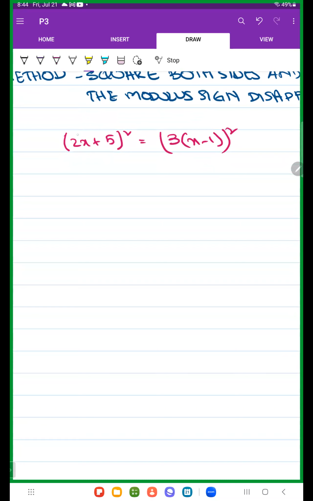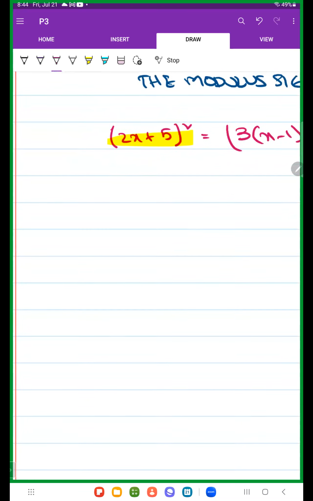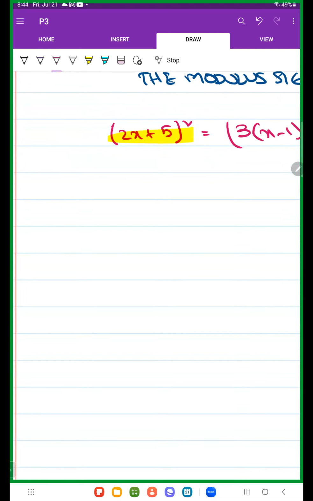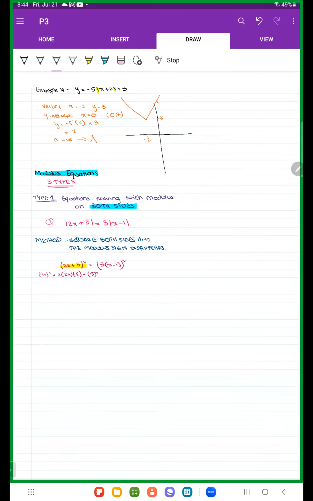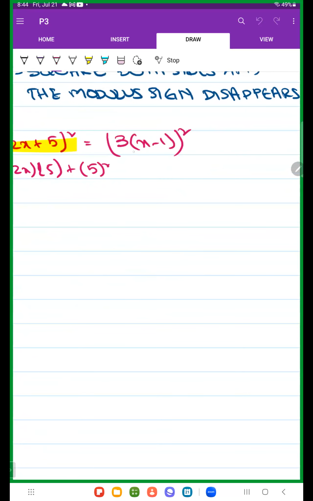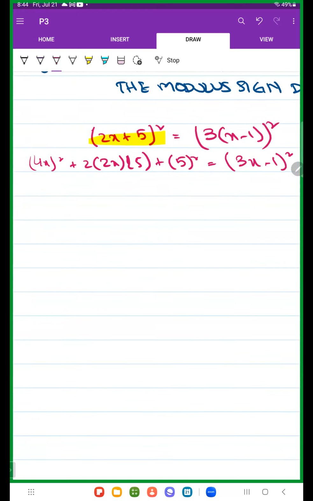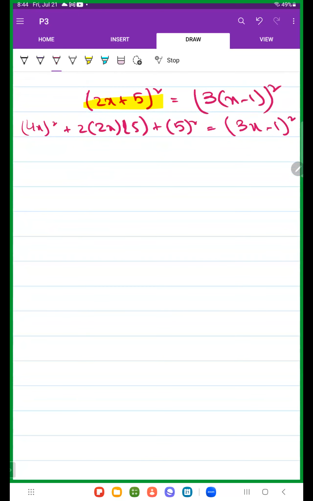Now, how will I open up this bracket with the identity? You remember the identity? a square plus 2ab plus b square. You'll open it like that. So it's going to be (4x) whole squared plus 2 times 4x times 5 plus 5 squared. And this you will open after multiplying the 3. Can you solve this and tell me the answers? You'll get 2 answers for x.